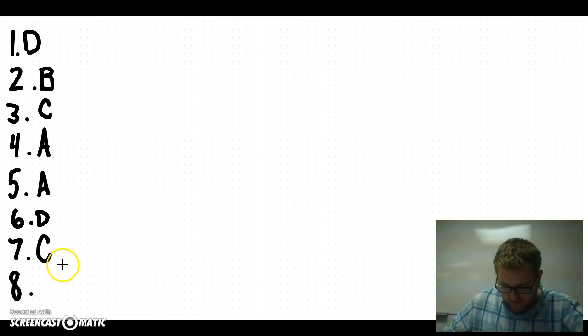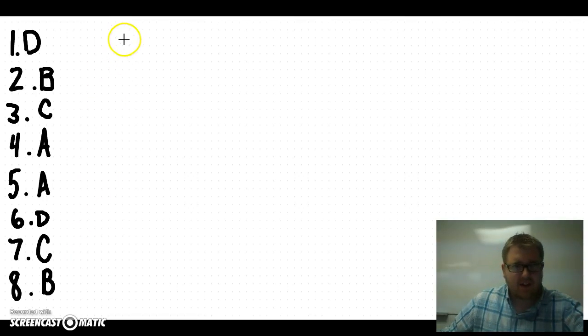Number 8, zeros are always considered significant digits when they occur between two non-zero numbers. B, when they function as placekeepers, they are not significant. Also, when they precede a decimal point, they're essentially a placekeeper. Those are not significant either.